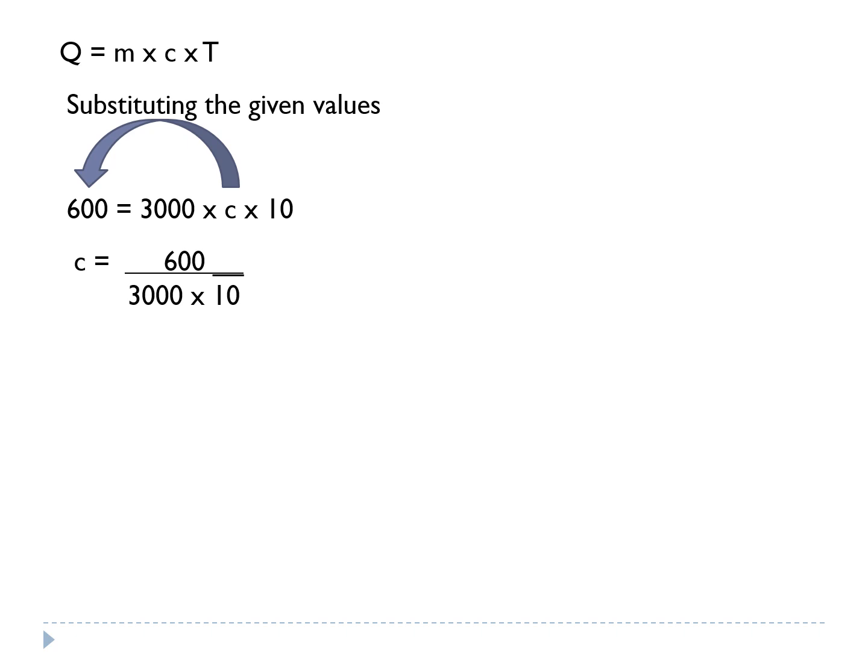Now we will solve this. When you solve this, first of all we'll solve it by cancelling the zeros. When you cancel the zeros, you get 6 upon 300. If you divide it, you will get 1 upon 50. That is nothing but 0.02 cal per gram degree Celsius. So this is the specific heat. This is very simple, just substituting the values and finding out the answer. So 0.02 is the specific heat.